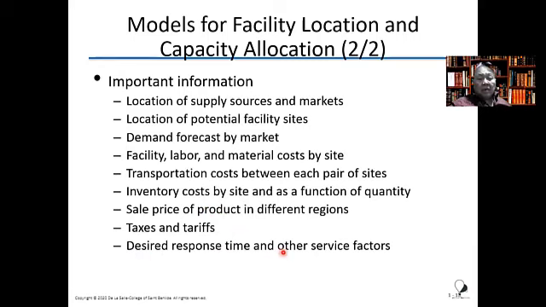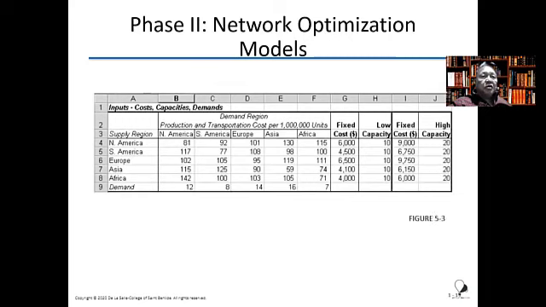Desired response time and other service factors. These are things that will again be determined by your strategy. The use of network optimization model. In our case, we'll be using, as I said, the capacitated facility decision model.